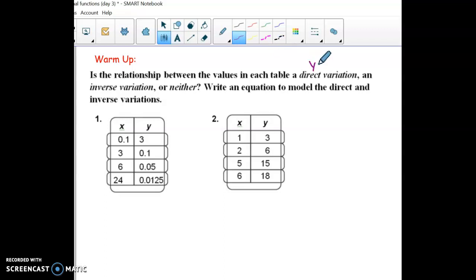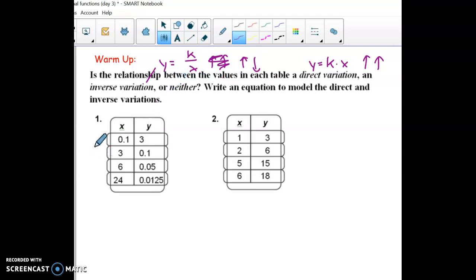Okay, direct variation is y equals kx. So it's just a constant times x, and an inverse is y equals some constant divided by x. As far as figuring it out in a table, I don't know a great way to explain this to you, but one thing you can look for is if they both go up together or down together, that's going to be direct. If one is going up while the other is going down, then it'll be an inverse variation.